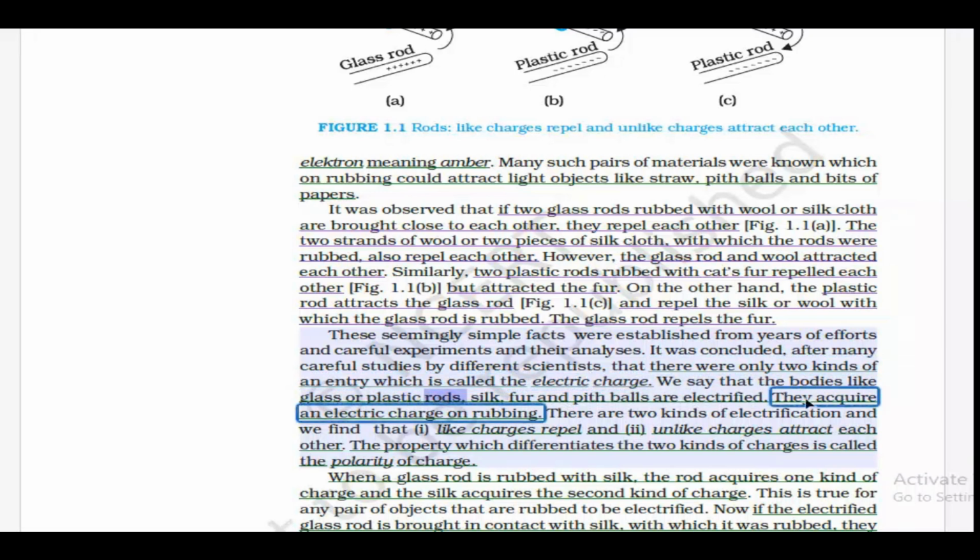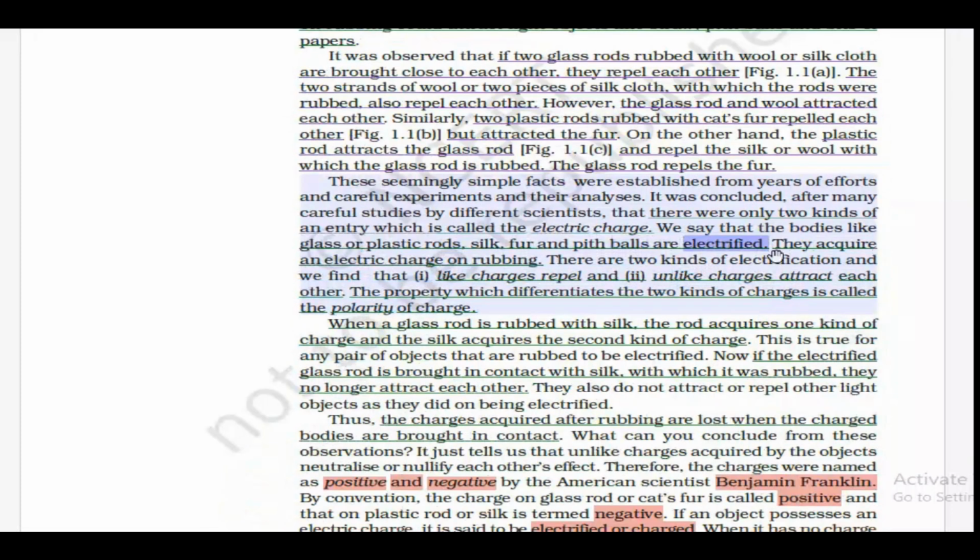Glass or plastic rods, silk, fur and pith balls are electrified. They acquire an electric charge on rubbing. There are two kinds of electrification, and we find that like charges repel and unlike charges attract each other. The property which differentiates the two kinds of charges is called the polarity of charge.